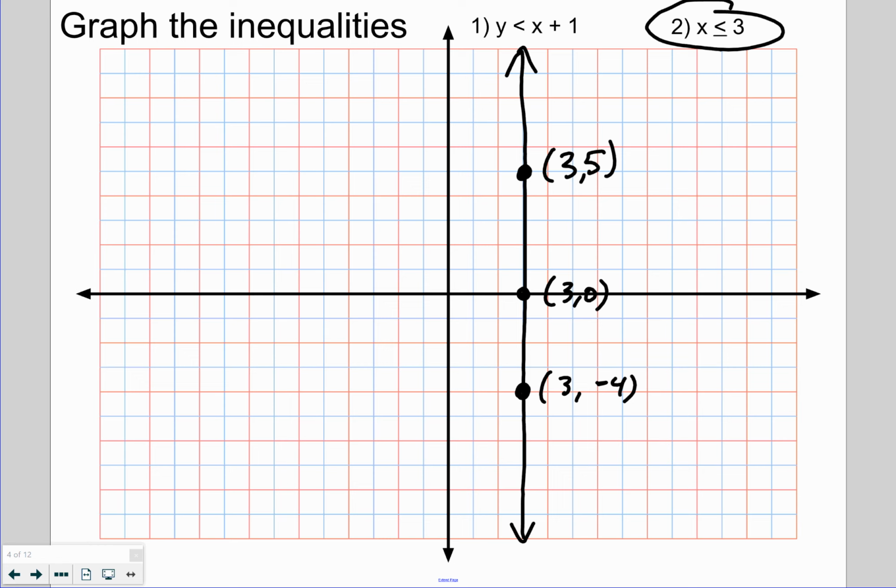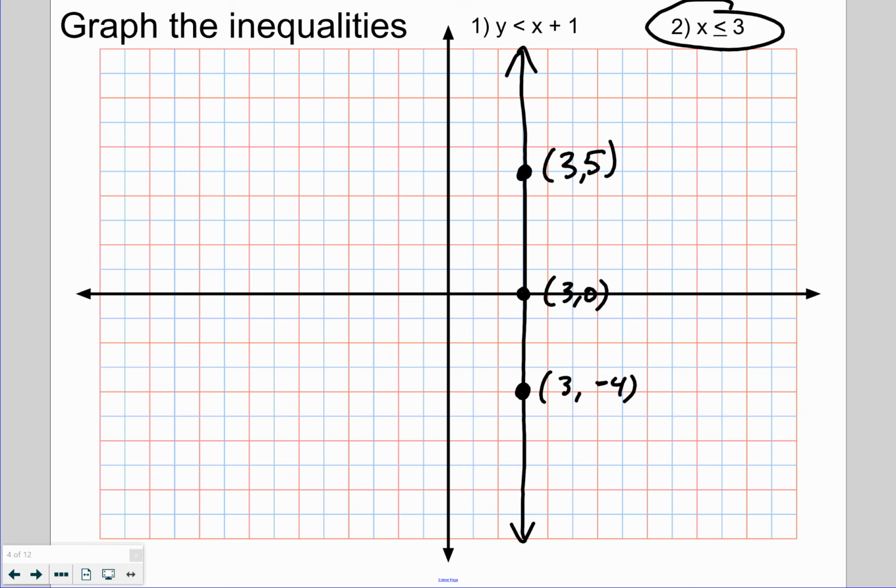You have a problem? Question: do we shade or not shade? We should shade, because does it say equal to? You should notice how it says "or equal to," so my line is solid. If it was not "or equal to," it'd be dotted or dashed.